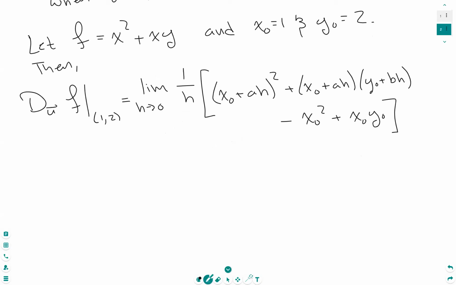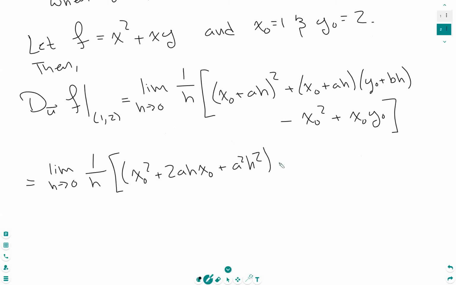Okay, so now let's try to simplify this a little bit. This is the limit as h goes to 0 of 1 over h. I'm going to have to FOIL some stuff out. So I get x naught squared plus 2a times h x naught plus a squared h squared. I also have x naught times b y naught plus x naught times bh. I have ah times y naught, and then I have abh squared.